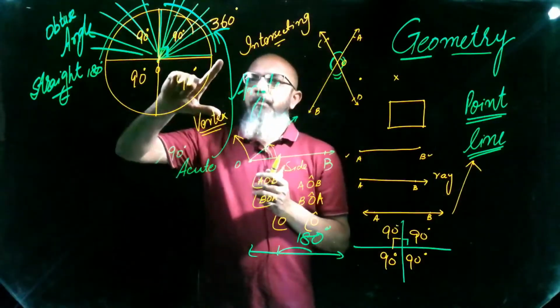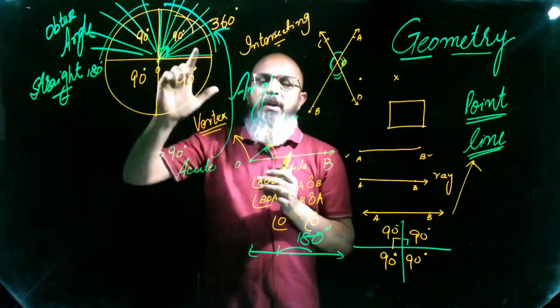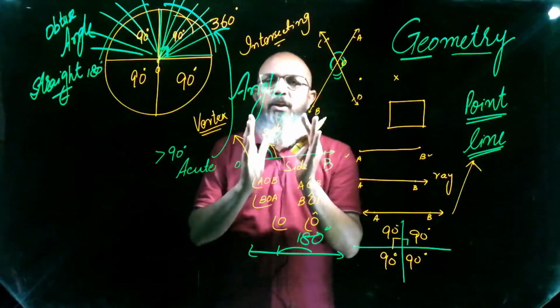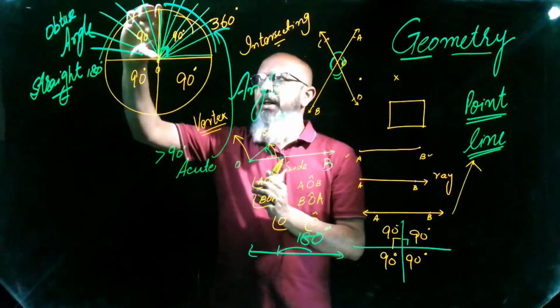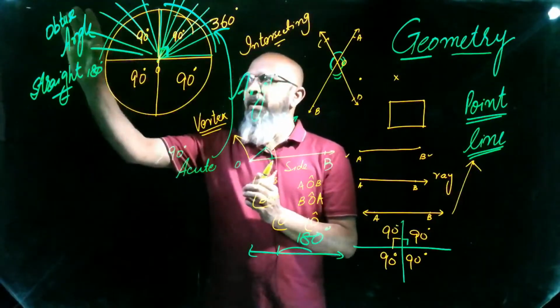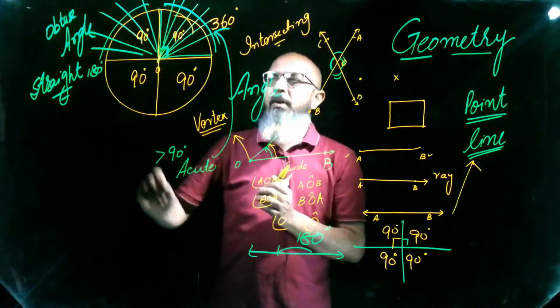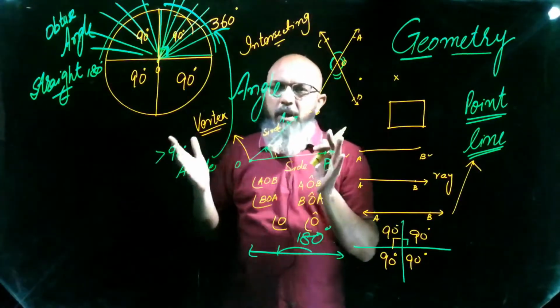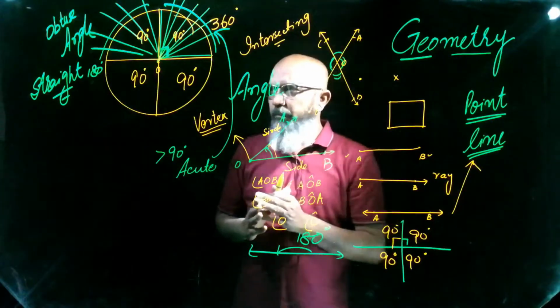The angle between 0 and 90 degrees, or the other way you can say the angle is less than 90 degrees, is called an acute angle. An angle greater than 90 and less than 180 is called an obtuse angle. Now, the angle of a straight line is 180. We call it a straight angle.